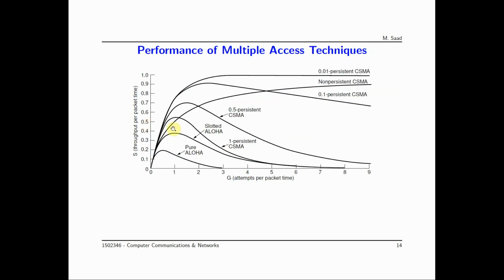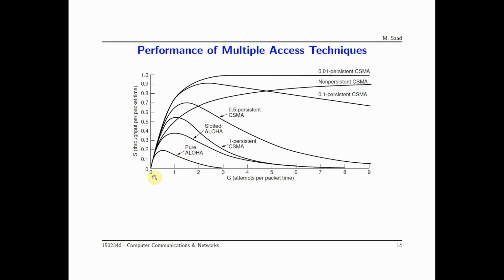Now, this figure really summarizes the performance difference between all these protocols that we talked about in this video and in the previous video. So let's start with pure Aloha. We even derived this function completely. So this is the pure Aloha. On the x-axis, we have the average number of attempts per frame time, which is the offered load G. And on the y-axis, we have the throughput S, which is the average number of successfully delivered frames per frame time.